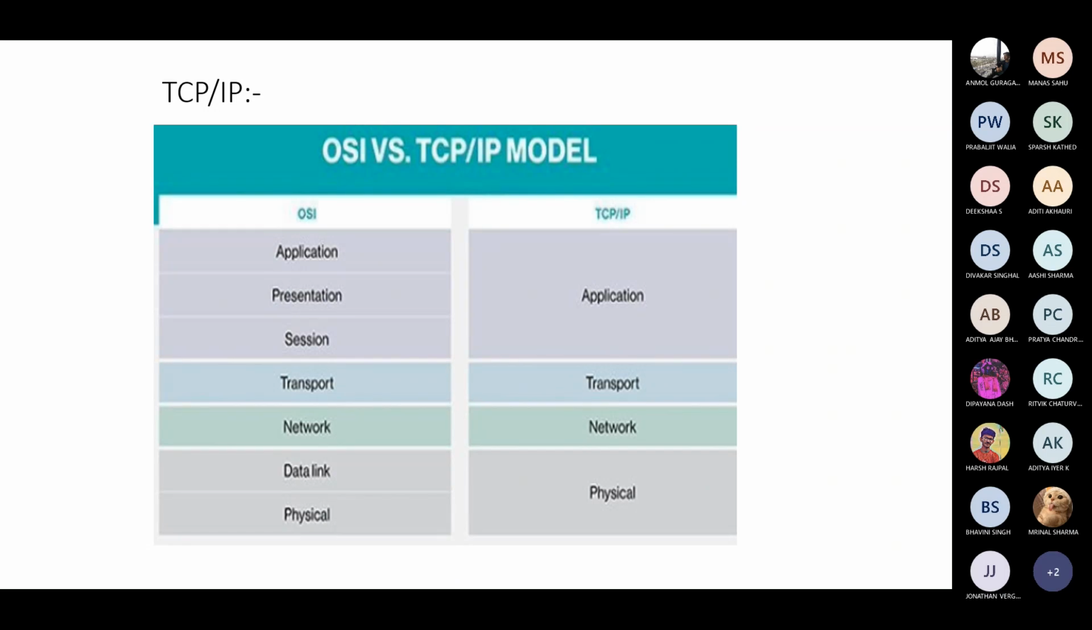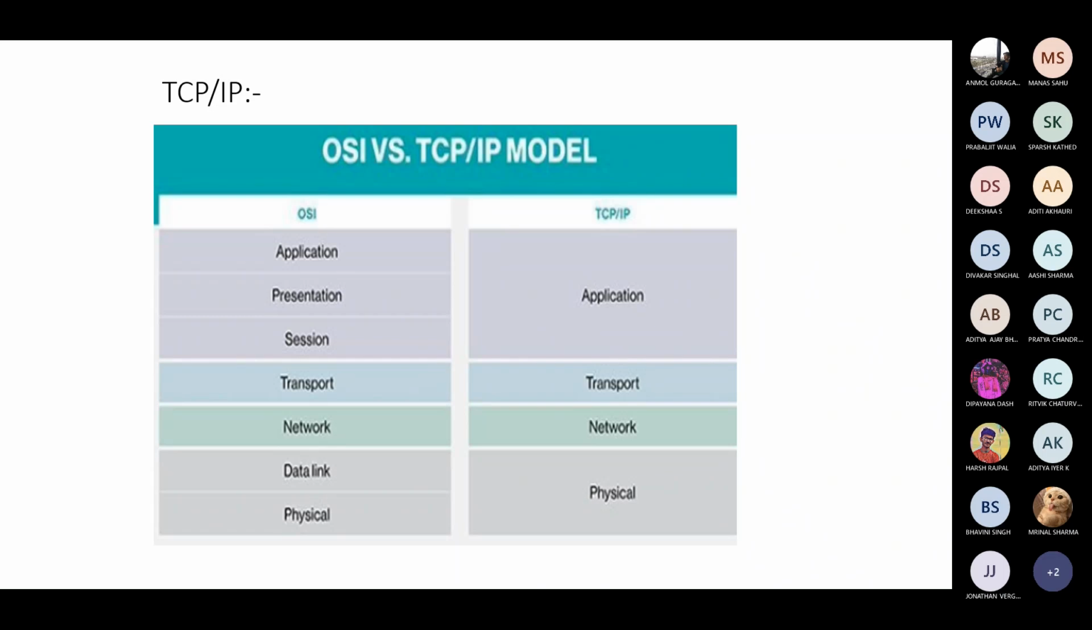Whereas if we observe the TCP/IP model here, the top 3 layers of the OSI model, application, presentation and session, are integrated together to form the application layer in TCP/IP. Next, the transport layer is present as it is, both in OSI as well as in TCP/IP. The network layer is also present as it is in both models, whereas the last 2 layers, physical and data link, are integrated together to form the physical layer alone in TCP/IP.